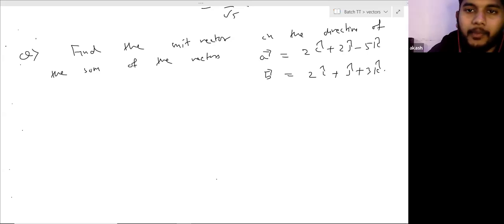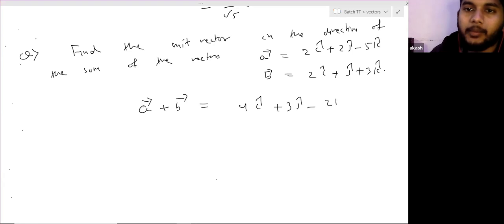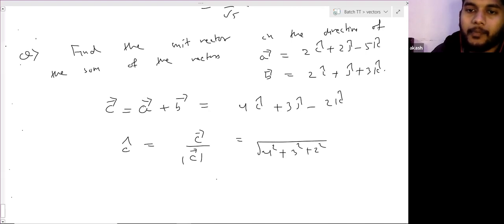All right, let's see. Sum of the vectors, so A plus B vector, let's add them. So this is 4i cap plus 3j cap minus 2k cap. Suppose this is C vector. So C cap we can find as C vector upon mod of C. So mod of C is the square root of 4 square plus 3 square plus 2 square, which is 16 plus 9, 25, plus 4, root 29, into C vector.